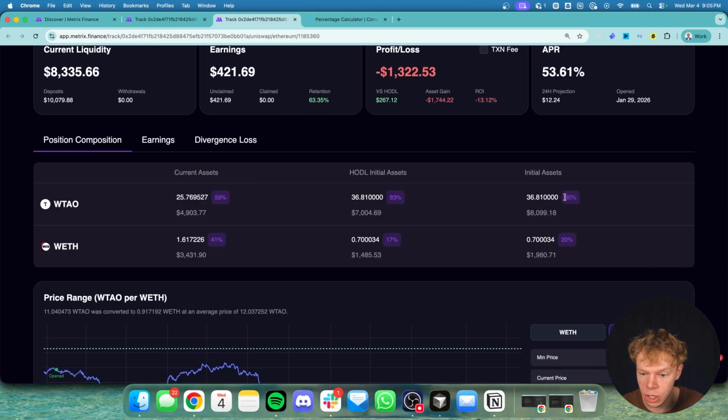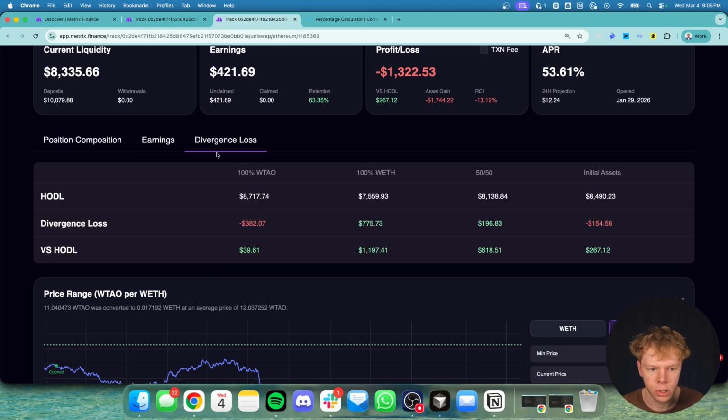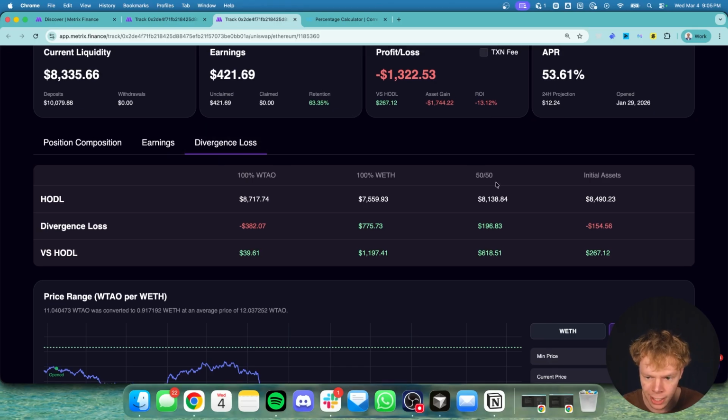Our initial asset split in this pool was 80-20, 80% Tau, 20% Ethereum. So if we just held those assets, we didn't do anything with them, we didn't pool them or anything like that, we would have $8,490. Well, since we're in the pool, we have $8,335, meaning that we have $154 of divergence loss. We calculate that by subtracting this initial asset HODL number from our current liquidity.